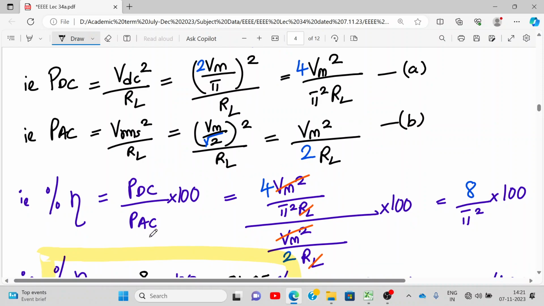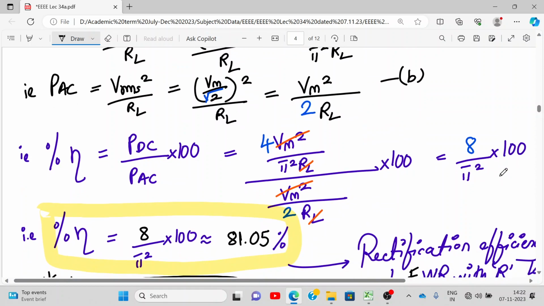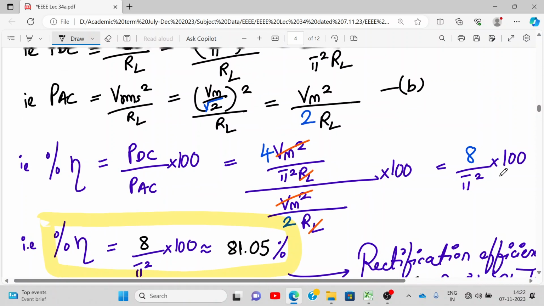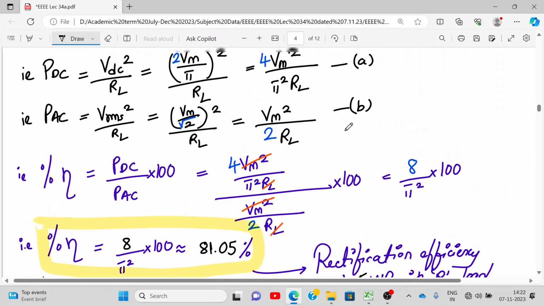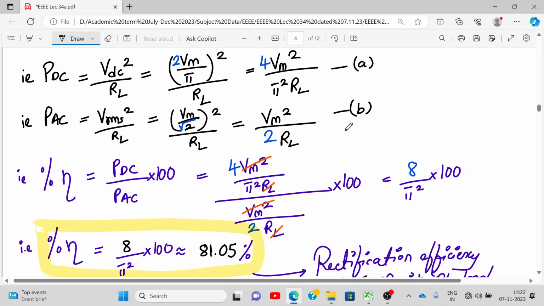So PDC upon PAC, if you divide them, you will cancel out most of the terms and you will get 8 upon pi square into 100. If you check in the calculator, it will be around 81.05. So please check this and write this derivation. But this is something new which you are doing. If you notice, the efficiency has doubled when you go from half wave to full wave. You remember, in the case of half wave, it was 4 upon pi square into 100. Here it is 800 upon pi square.